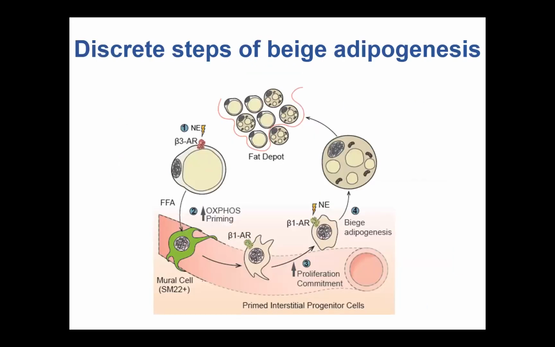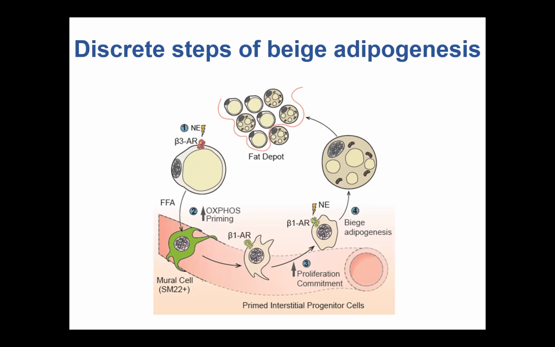So to summarize, we found that during cold exposure, the activated secretion of catecholamines will act in mature white adipocytes through beta-3 agonists. This will lead to the secretion of free fatty acids. Those free fatty acids will act on progenitor cells, SM22 positive cells. These will now move through the adipogenic lineage and start expressing beta-1. The activation of beta-1 is necessary for the progression to beige adipocytes and the induction of browning.